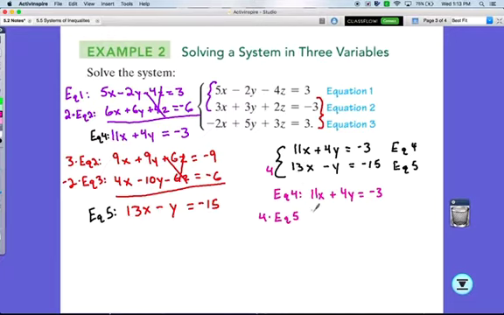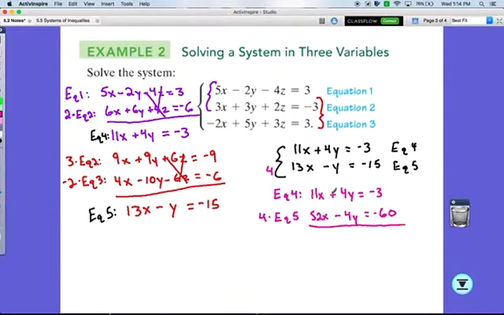All right, 4 times 13, excuse me, will give me 52. 4 times 3 is 12, yep. And 4 times the negative y will give me minus 4y. And 4 times negative 15 will be a negative 60.